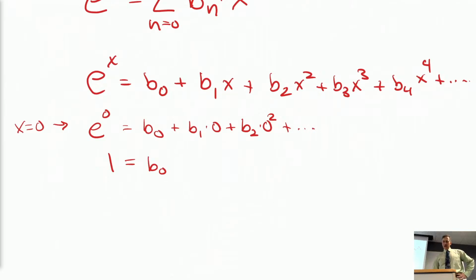Okay, next, let's get b1. Well, let's see. Now here's where things get complicated, because if I pick another value for x, let's say we use x equals 1. That seems like it would be easy. Ooh, with x equals 1, you end up with e to the first is equal to b0 plus b1 plus b2 plus, it goes on forever. That's no good.